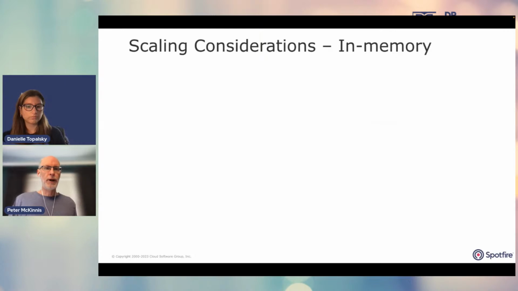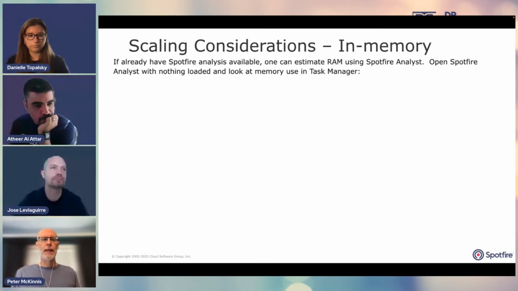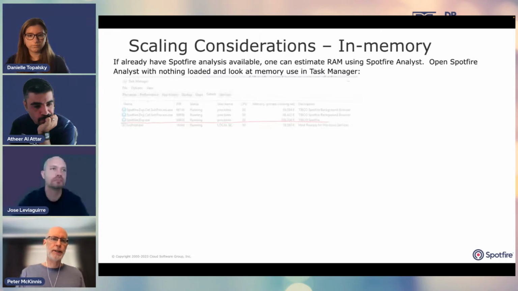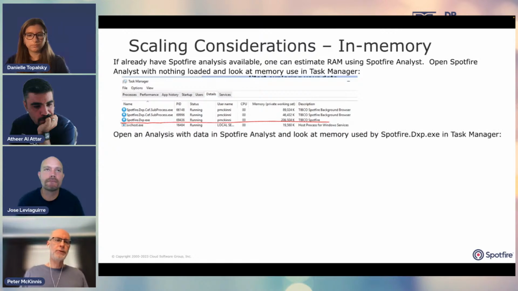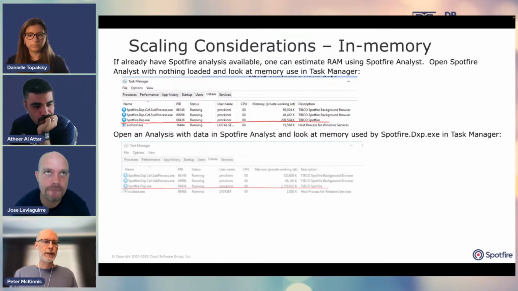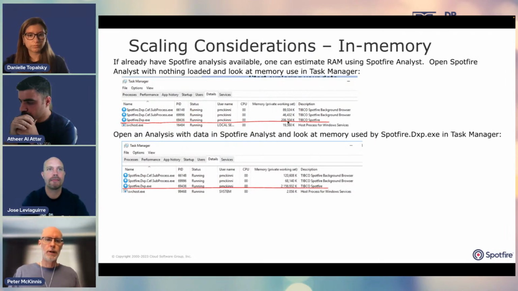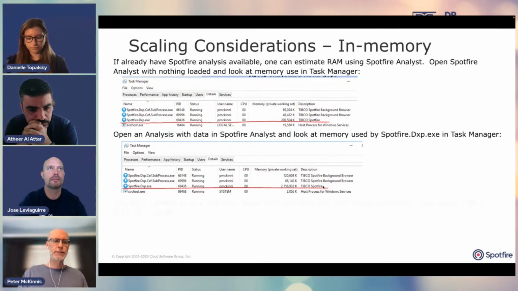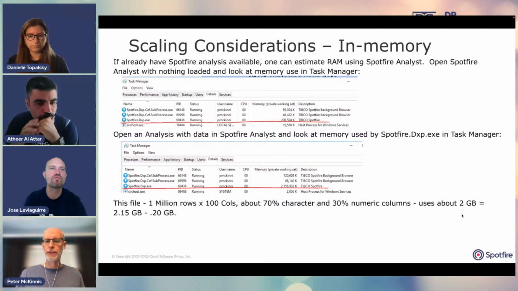So you have memory, and scaling considerations when you're pulling the data into memory. One way you can measure this, or at least get an estimate, is if you have the Spotfire analysis already available, you can estimate the RAM. You can pull up Task Manager in Windows and look at what the Spotfire program starts out at as far as memory usage. You can open an analysis, interact with it a little bit, and then see what the memory is used up. In this case, we start off at about 200 meg, go up to about 2.1, 2.2 gigs, and if you do the calculation, you end up with about 2 gigs for the data.